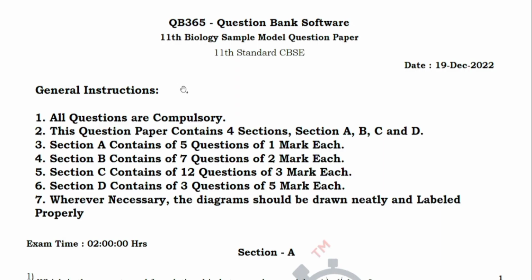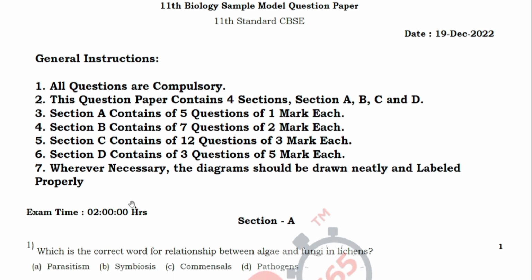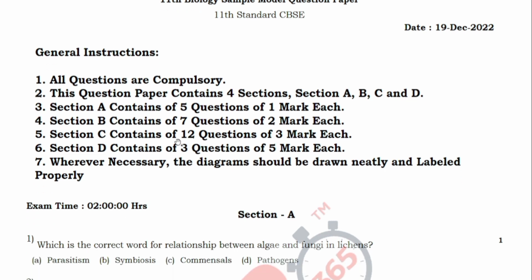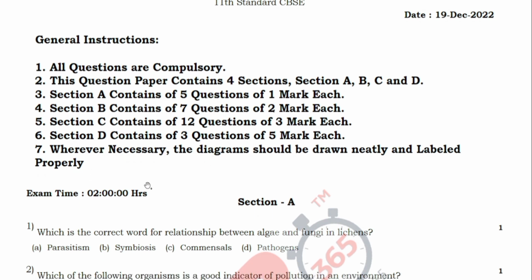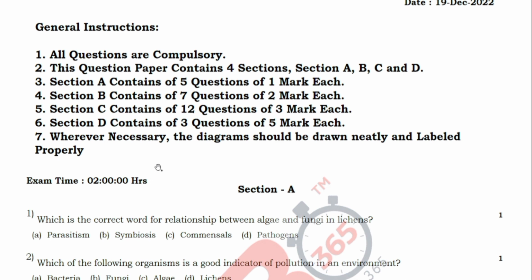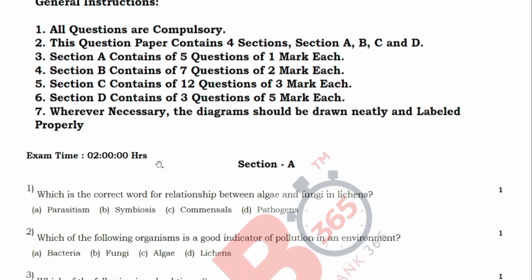In this video we are going to see CBSE class 11th biology sample model question paper with answer keys. This question paper contains 4 sections. Section A, MCQs. Section B, 2 mark short answers. Section C, 3 marks. And Section D, 5 mark long answers. Now I am going to show the questions first. Answers will be shown in the last.